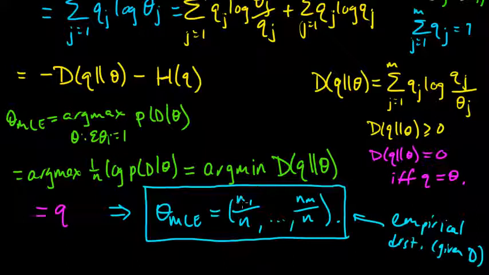So this is a nice case where it's not too difficult to compute the MLE. We used this maybe non-intuitive route using the relative entropy, but it wasn't too hard once we saw how to go, and it has a very, very natural interpretation as this empirical distribution.